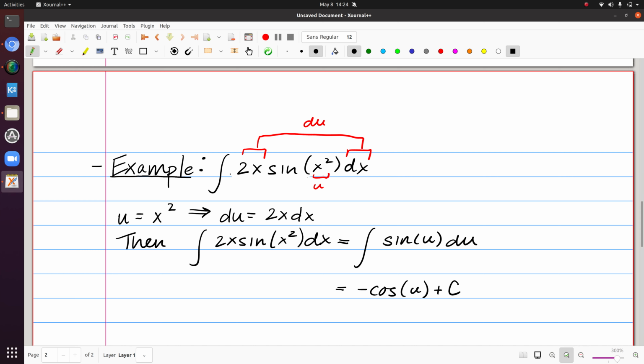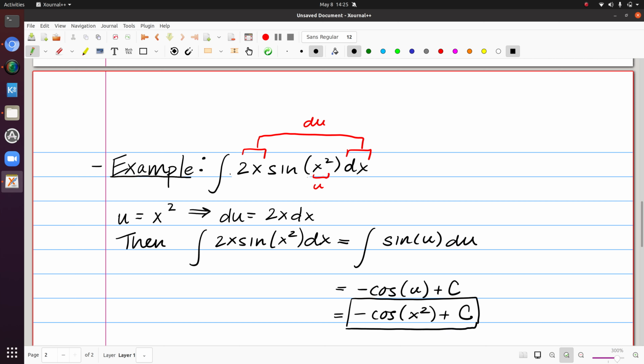And as we mentioned before, it's going to be very important not to stop here and leave it in terms of u. If you look at this answer in the original integral, it's not clear what u has to do with that. So we want to then replace u with its definition, which was x squared. And this is my final answer.